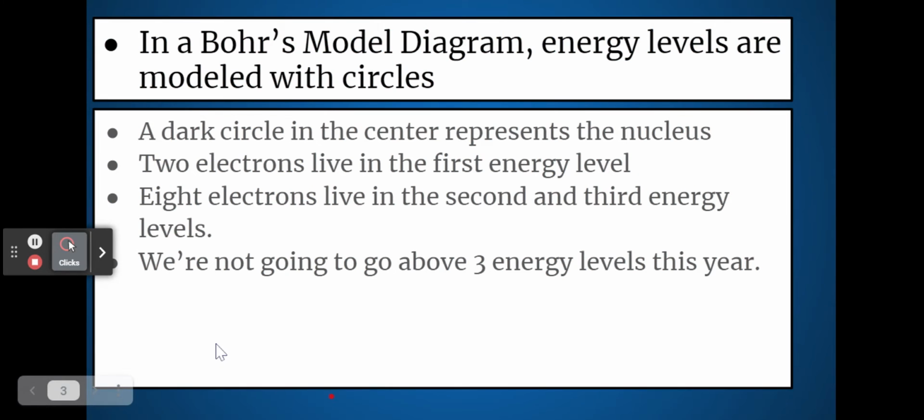Important rule here, the first energy level can only hold 2 electrons. The first energy level can only hold 2 electrons. We're not going to get into why that is, just accept that as a fact. The second and third energy levels can hold a total of 8 electrons. We're not going to go above the third energy level this year. So just remember that the first energy level can hold 2 electrons. Second and third energy levels can hold 8 electrons each.